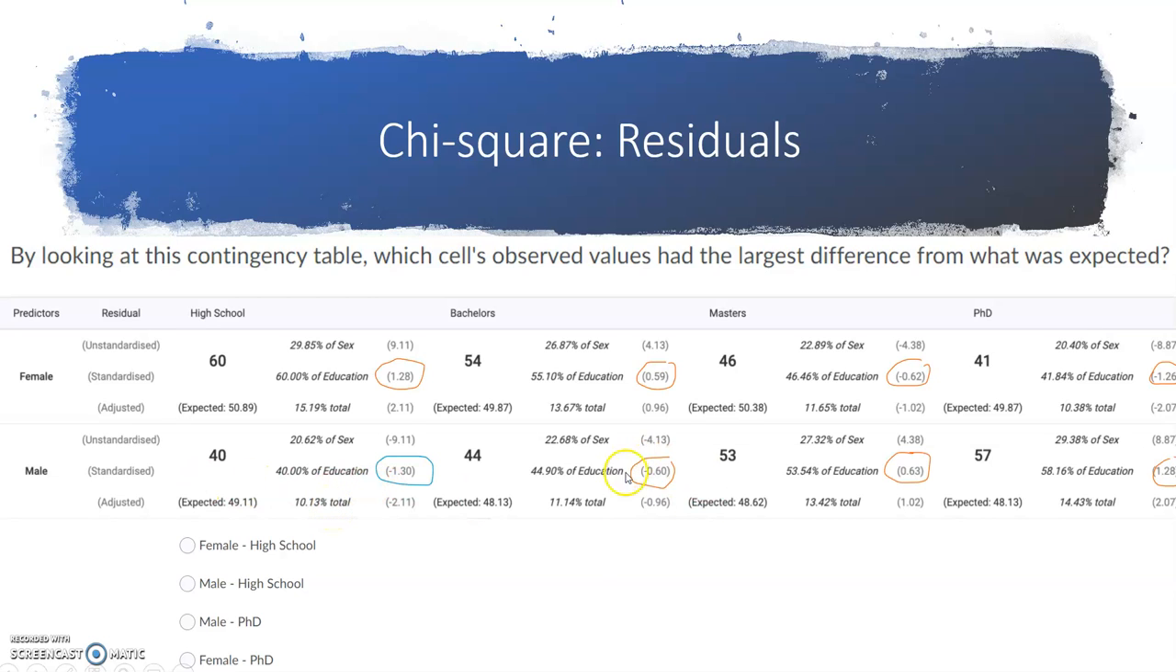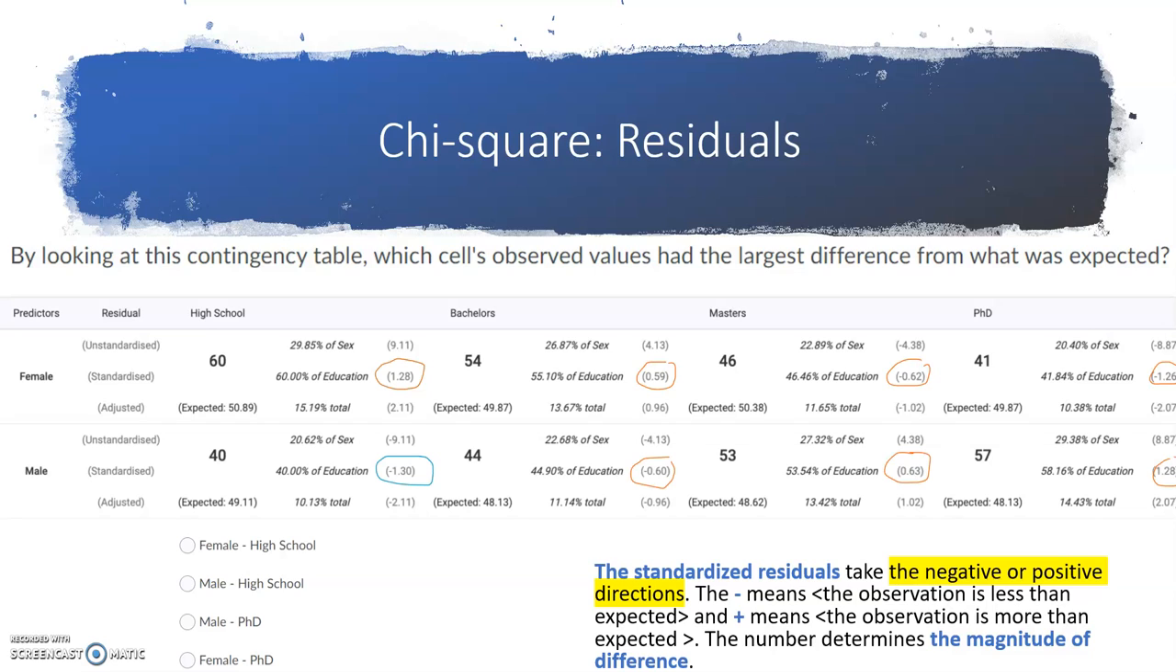But in fact, in this table, all numbers show that there is no significant difference between the expected and observed values, because that significance should be greater than plus minus 1.96. So anyway, the answer is the male high school. That is the most difference.